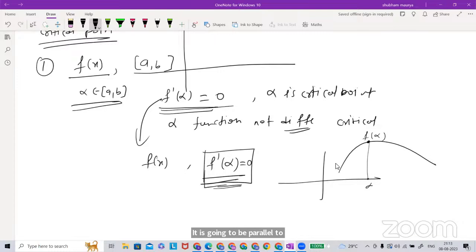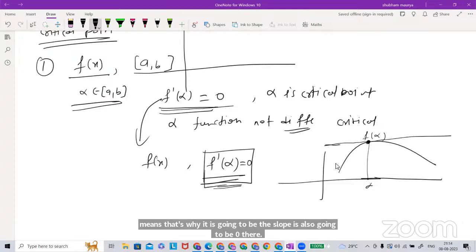So here at alpha, this is the maximum, and you can say this is a local maxima. If you draw the tangent at that point, it is going to be parallel to the x-axis. That's why the slope is also going to be 0 there.